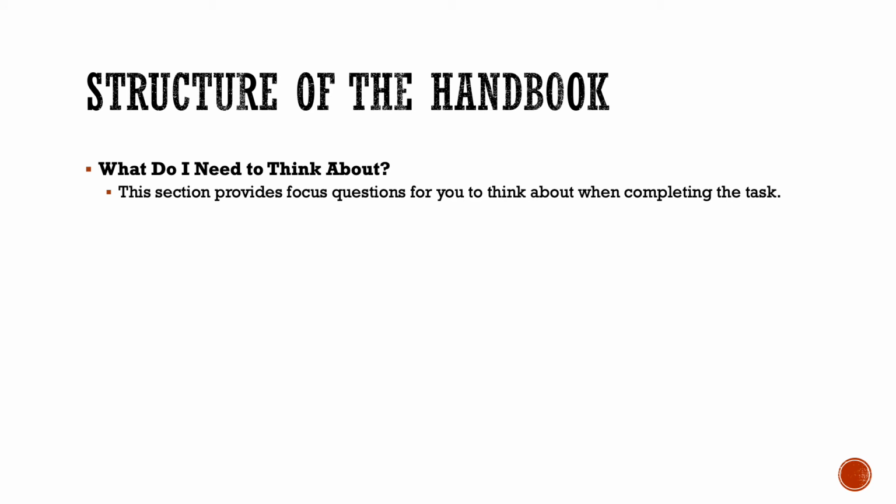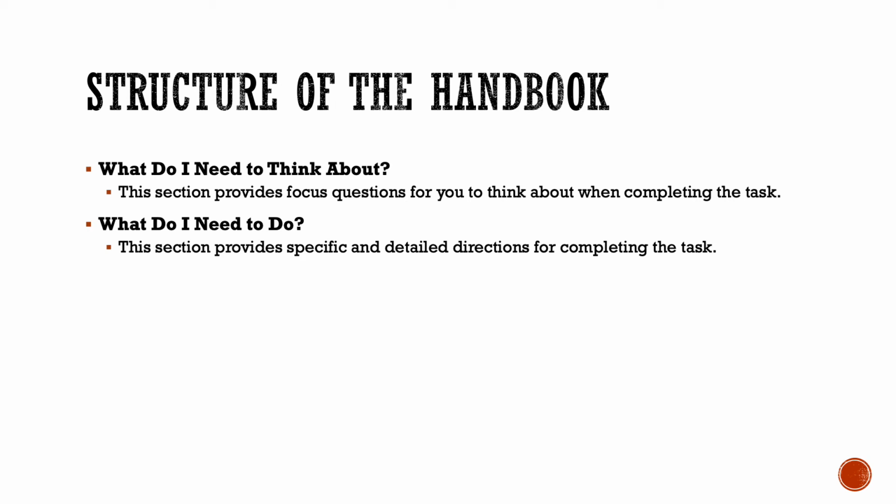One of the areas that we wanted to call to your attention is the way the handbook is structured. For each task, you will find 4 sections that provide specific instructions on how to complete each of the 3 tasks of the edTPA Special Education Assessment. The first is, what do I need to think about? This section will provide you focused questions to think about before you begin completing the task. Next is, what do I need to do? This section provides specific and detailed instructions for completing the task.